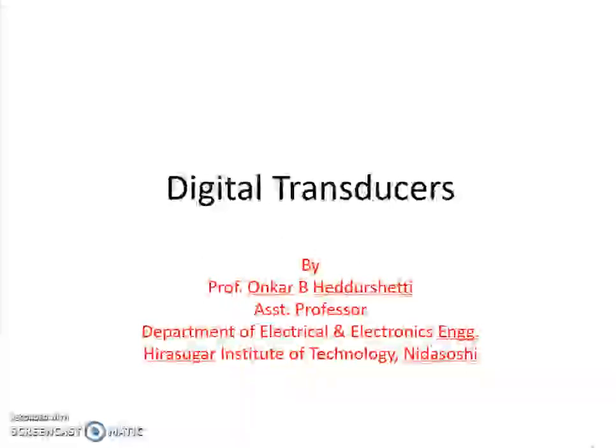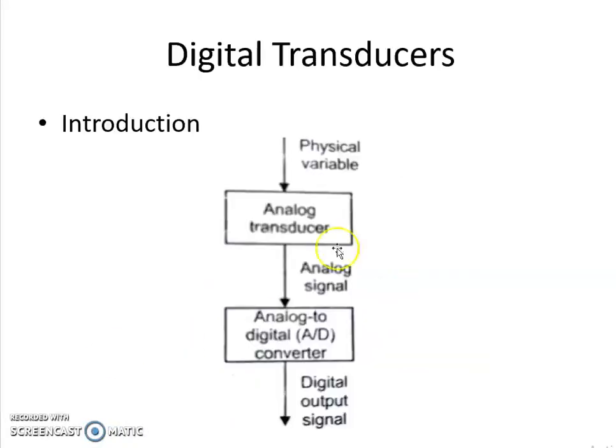Now let us discuss digital transducers. In case of analog transducers, which we have discussed till now, the analog transducers convert input physical quantity into an electrical signal which is of analog type. So in case of analog transducer, the analog output varies continuously with the input.